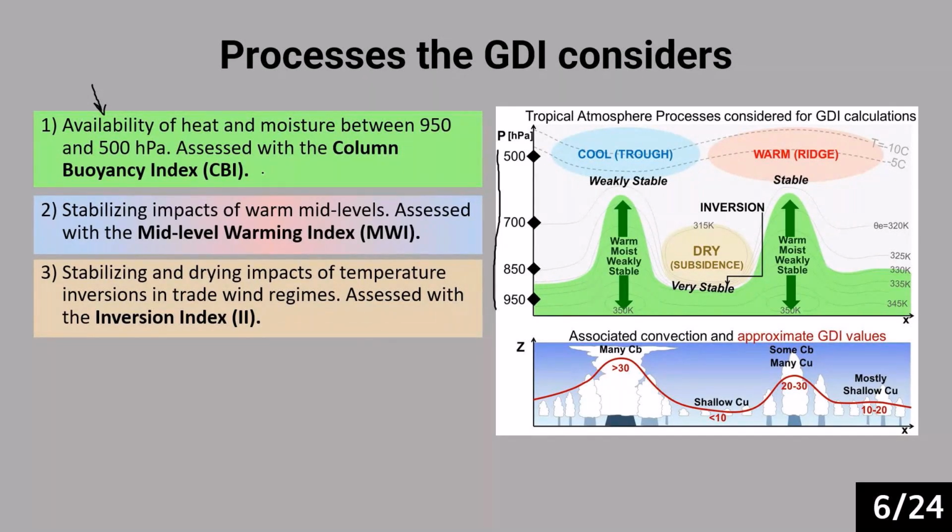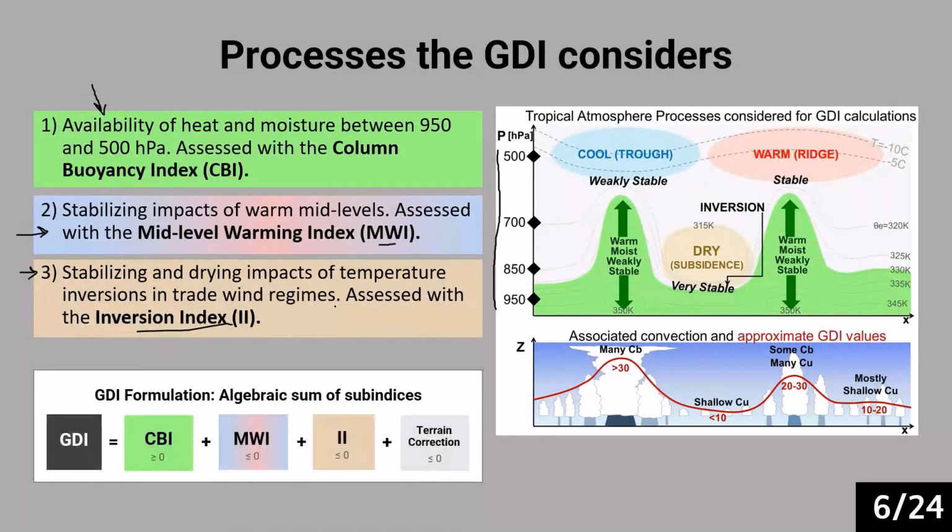So the first index is the CBI, so it looks at the availability of heat and moisture, and we use theta E, equivalent potential temperature, for that. Then the second index is called the MWI, or the mid-level warming index, and we're looking at the stabilizing impacts of warm mid-levels. And then the third one is the inversion index, II, which is looking at the stabilizing and drying impacts of temperature inversion in trade wind regimes. So the GDI is just an algebraic sum of these three indices.